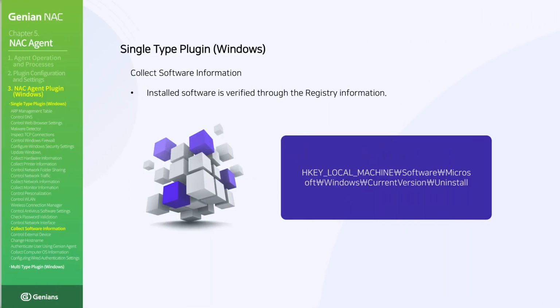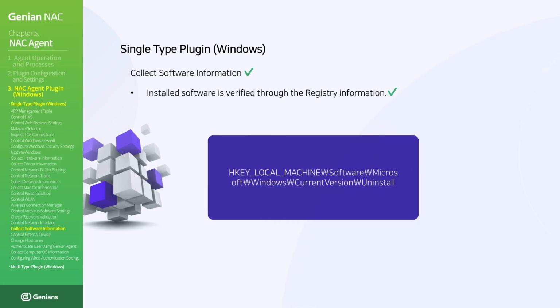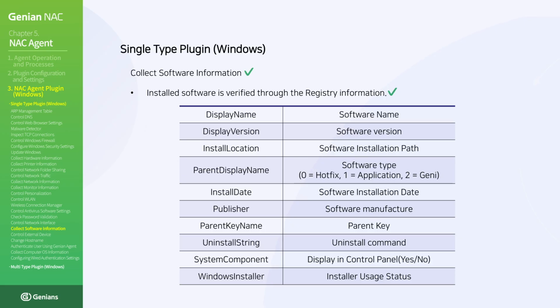The Collect Software Information plugin requires no additional configuration and functions to collect information on software installed on user devices. The software information is gathered from the registry, displaying the details specified in the relevant key values at the designated paths. The collected registry key values are as follows, and software information is displayed based on the settings of uninstall string, system component, and Windows installer.